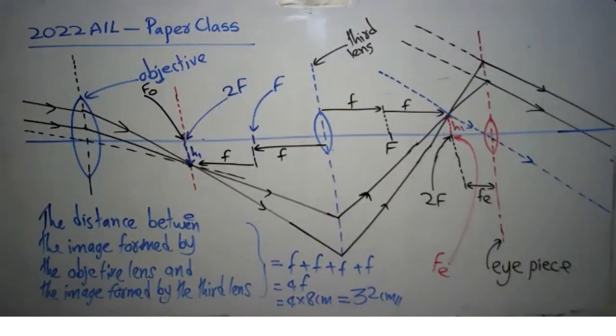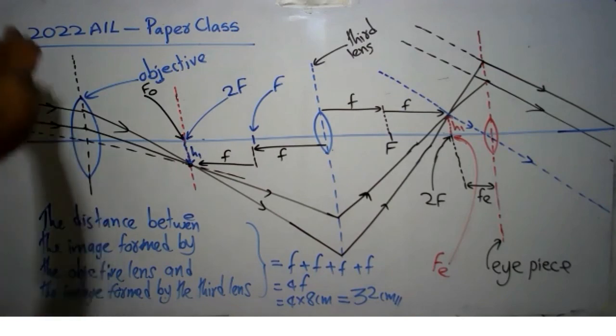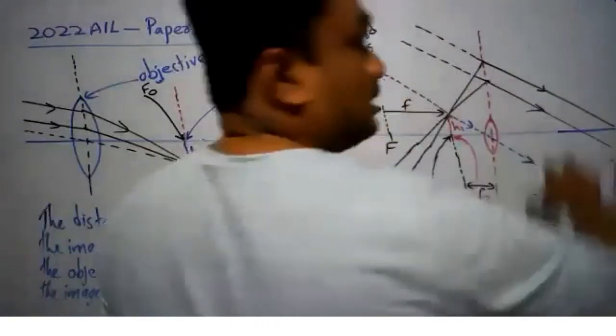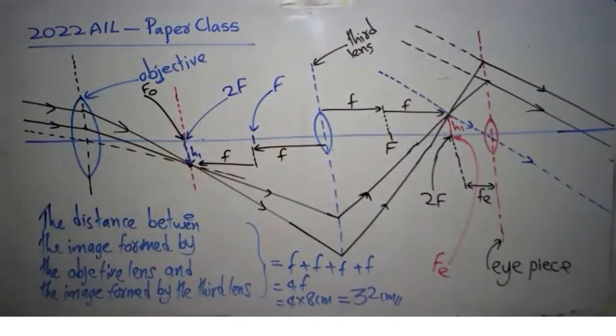The next question that they have asked us is to find the distance between the objective lens and the eyepiece lens. As I do not have enough space, I'll erase this part, but not the entire ray diagram. If you want, you can get a screenshot.